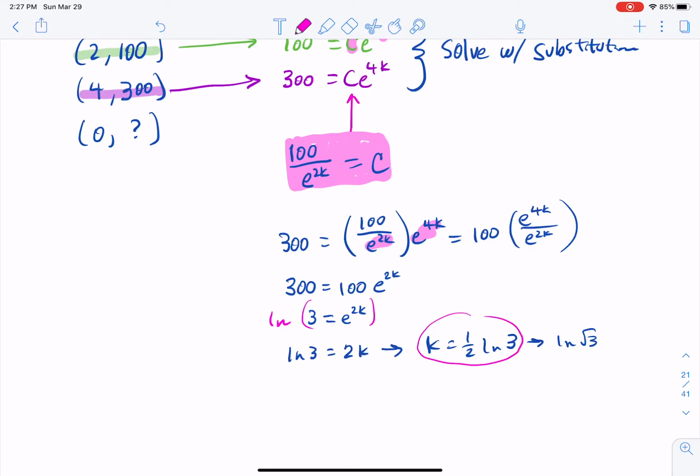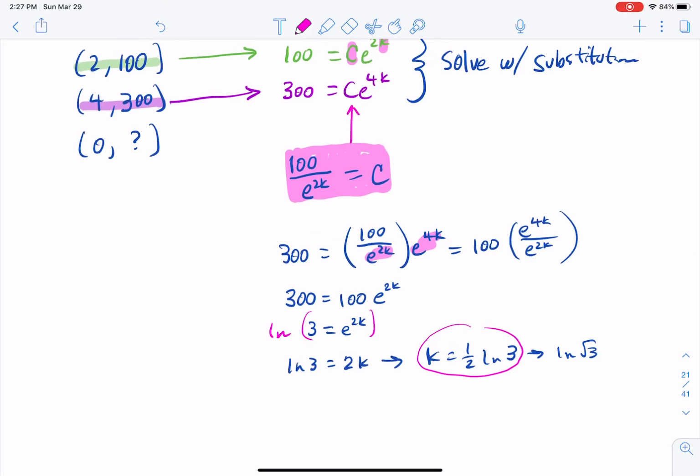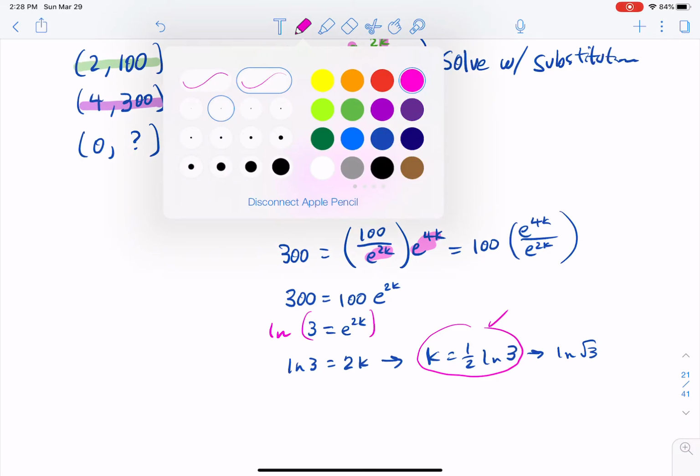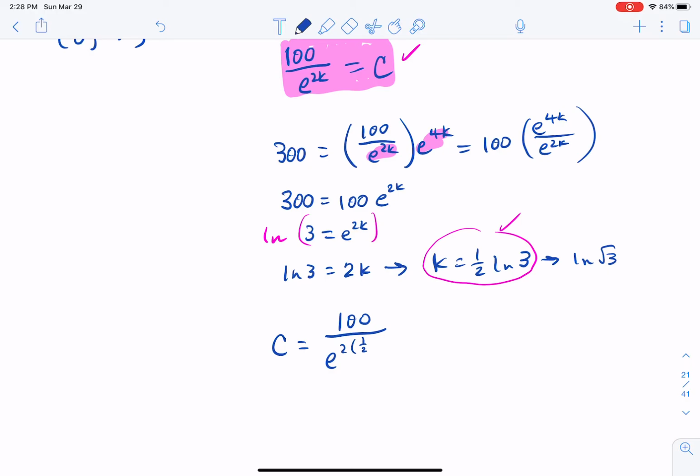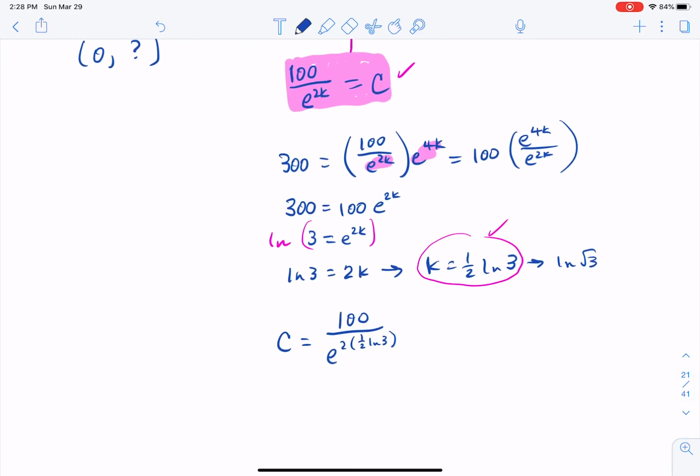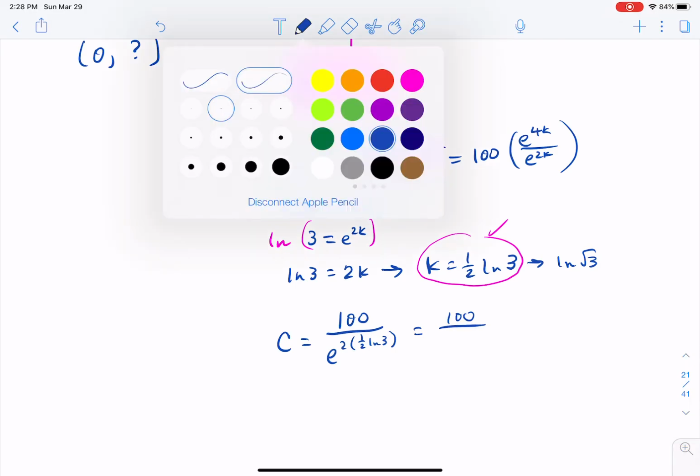Now, the question was asking how many flies were in the initial population, which is C. And we already have an equation for that. So all we have to do is take our k value that we just found and plug it into that equation, and we can figure out how many flies were in the initial population. So our C is equal to 100 over e to the 2 times our new exponent, 1/2 natural log of 3. Okay, good. All right, simplifying: the 2 and the 1/2 are going to cancel.